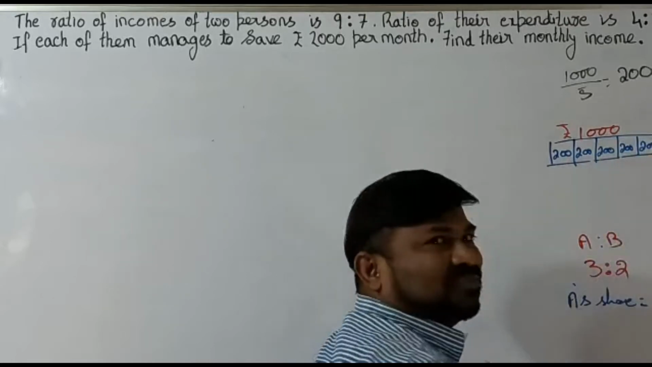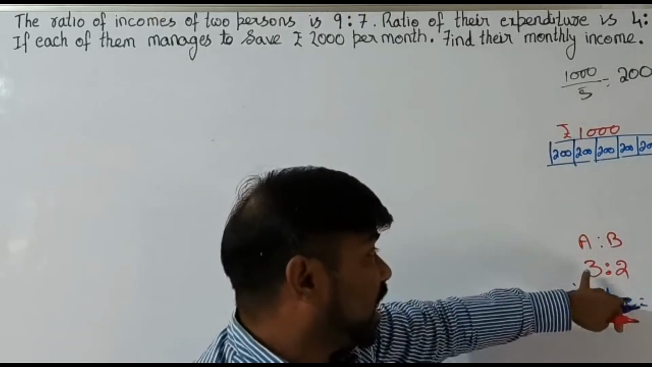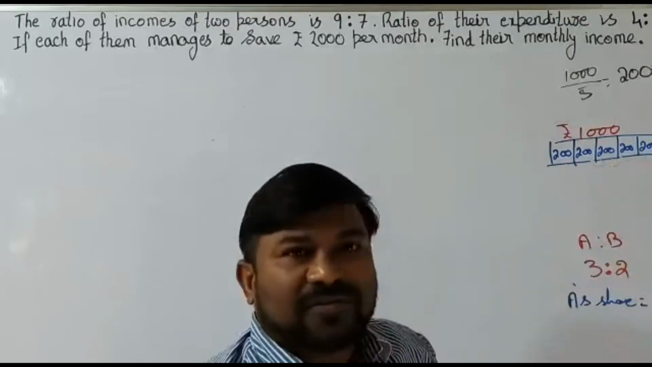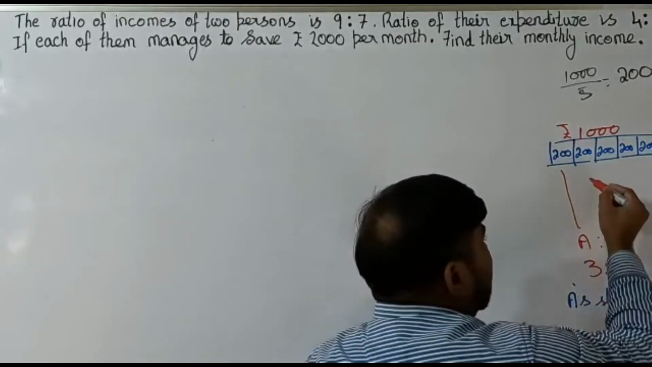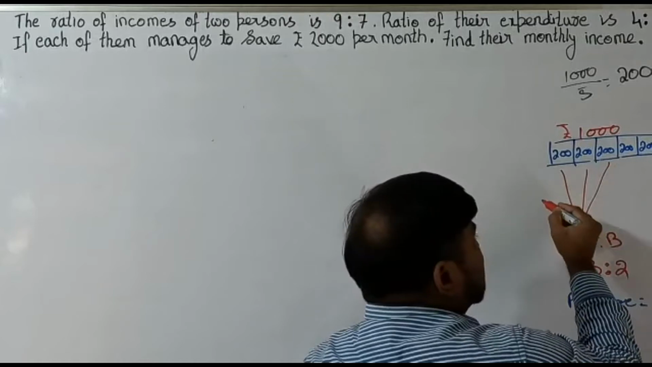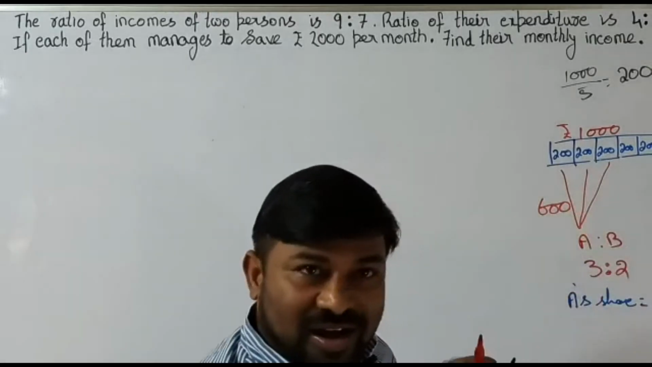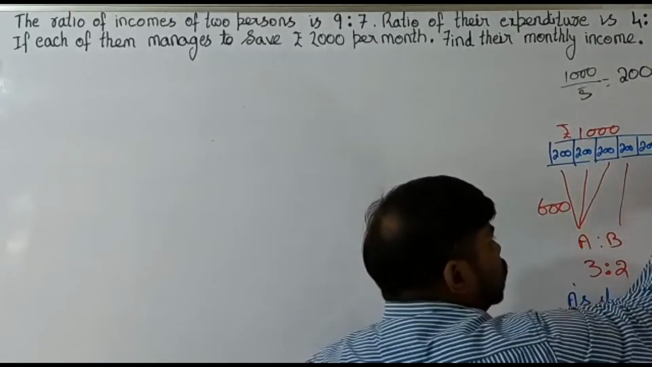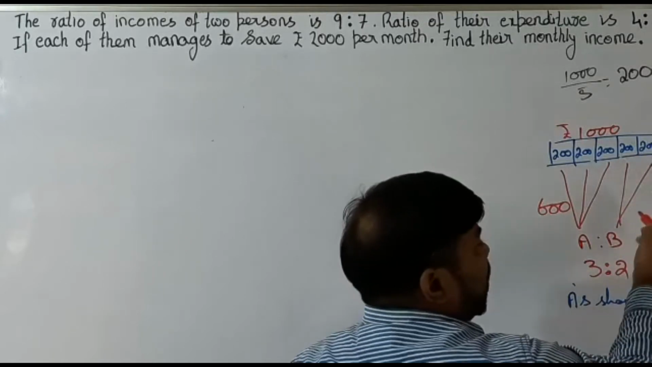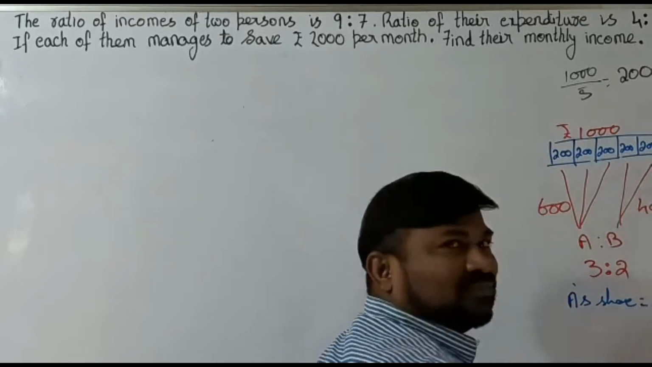That's the meaning. Okay, so what is said? A is getting 3 parts of that. What is A's share now? A's share is nothing but 600. Fine. Now, what is B's share? 2 parts. It is nothing but 400.